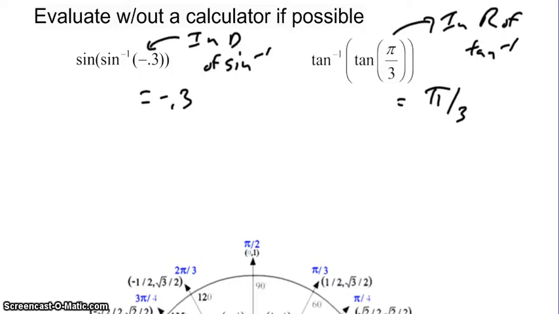Okay, so again, checking your restrictions here, because the inverse sine is inside, we have to check to see if negative 0.3 is in the domain of the inverse of sine. It is, because it goes from negative 1 to 1, therefore it's simply just negative 0.3. Then the inverse of tangent goes on the outside, so we now check to see if this pi over 3 is in the range of the inverse of tan, and again it is, because that goes from negative pi over 2 to pi over 2, therefore it is simply pi over 3.